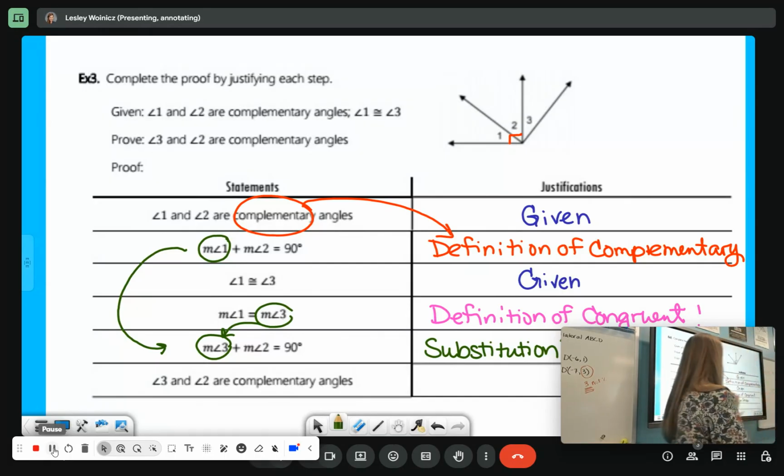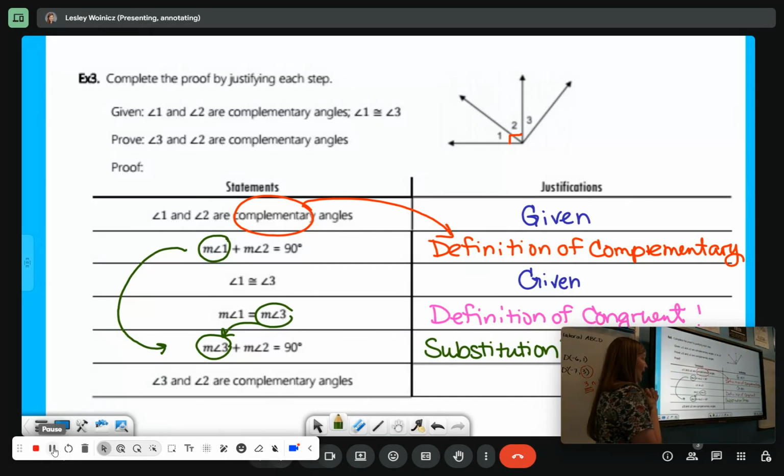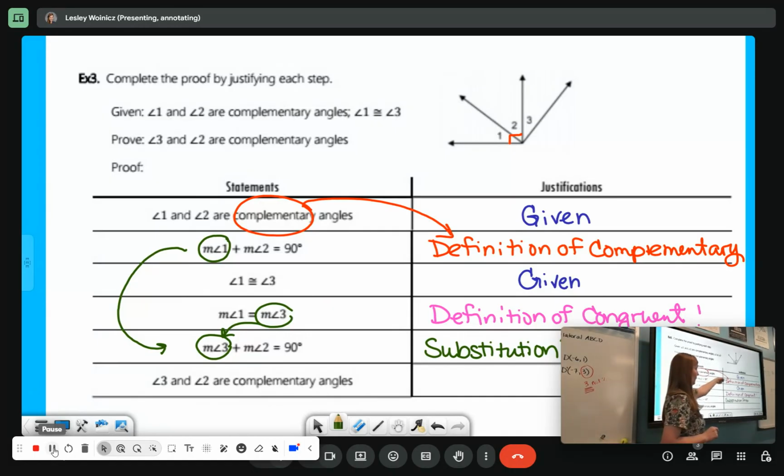Yeah. Okay, perfect. All right, so how do I know that angle 3 and angle 2 are complementary? Because they make a right angle. They equal 90. Because of the definition of complementary. If they add up to 90, then I know that they're complementary. Okay, yeah. Right? I had the right part.